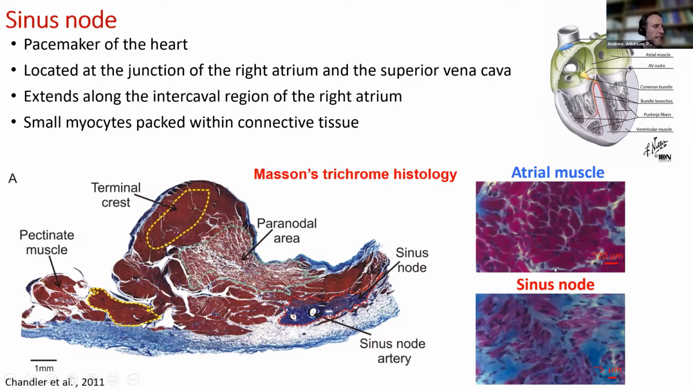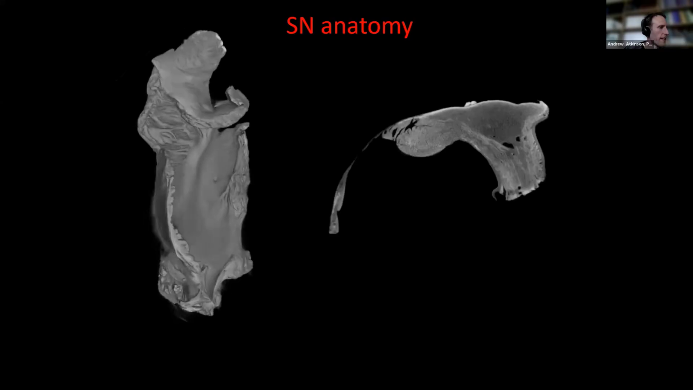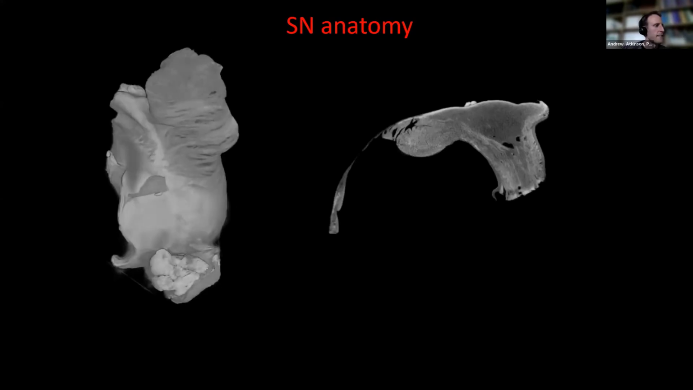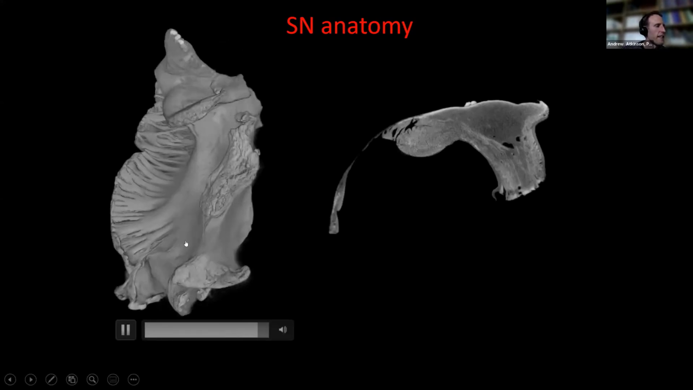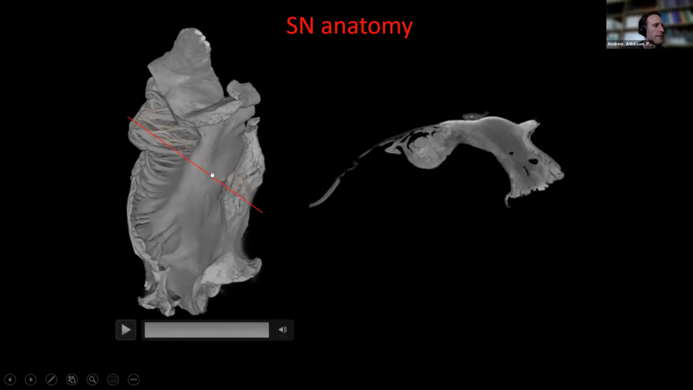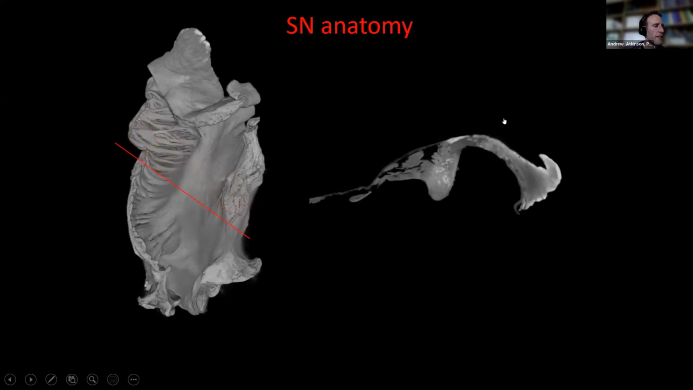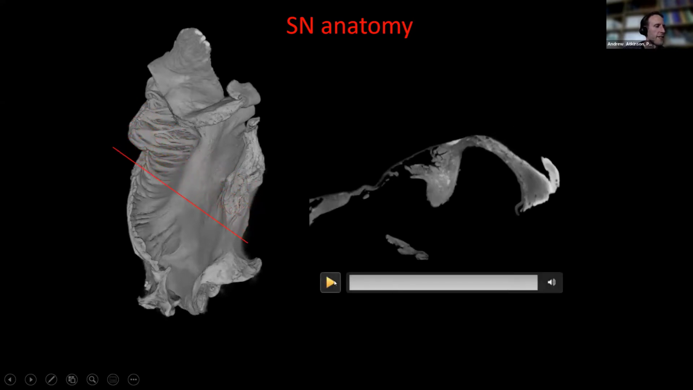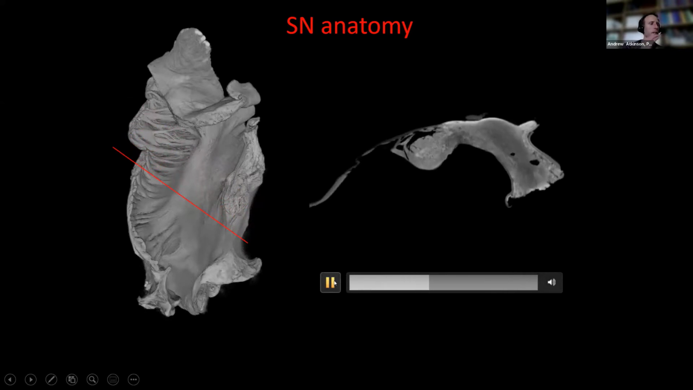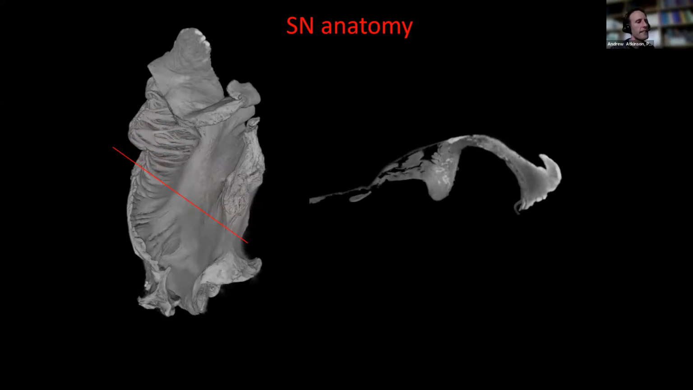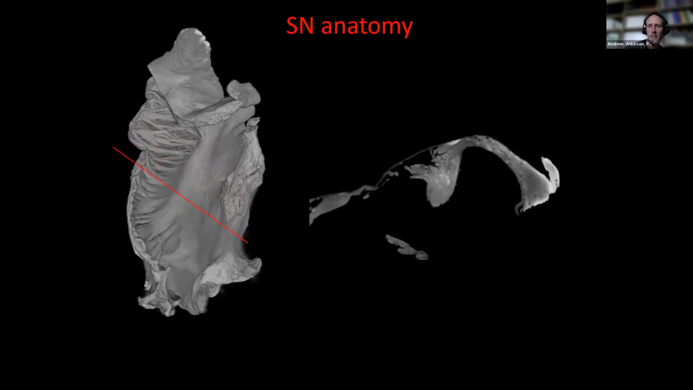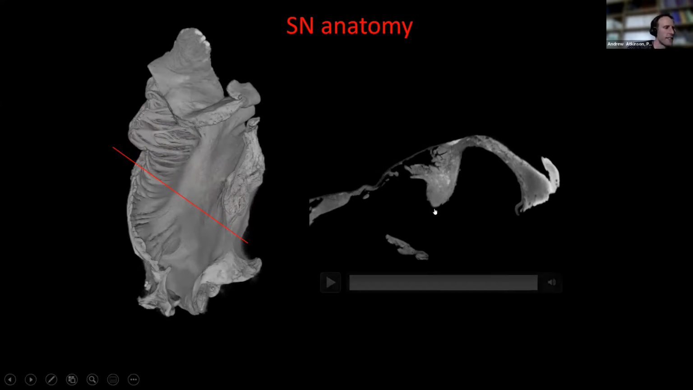We can also see how, compared to the atrial myocytes, the sinus node myocytes are smaller, and they also stain more palely with the Masson's trichrome. Here we have a micro CT through a tissue block with the intercaval region, and this is the micro CT as we slice through perpendicular to the crista terminalis, as we would do if we were doing traditional histology.